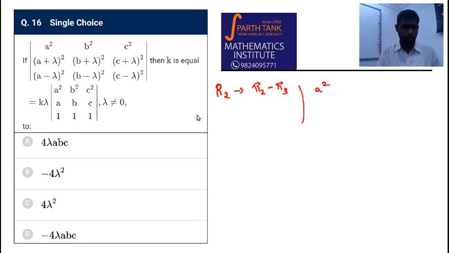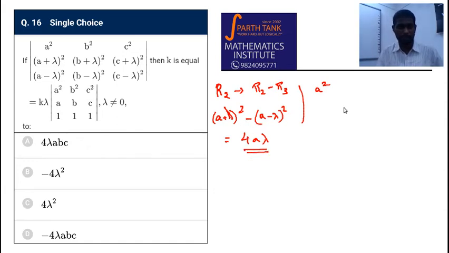So what is the logic? If I do the first term alone separately here, I'll show you what happens. (a plus lambda) the whole square minus (a minus lambda) the whole square is 4a lambda, because here I have a squared plus lambda squared plus 2a lambda. Here I will have a squared plus lambda squared minus 2a lambda, but the minus would cancel a squared and lambda squared, and I have only 4a lambda. So this becomes 4a lambda.